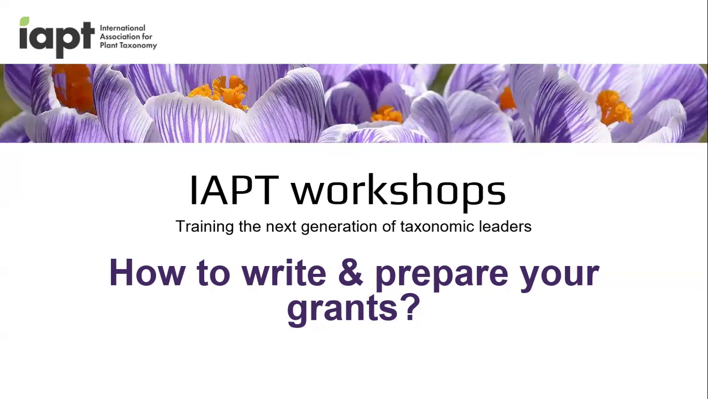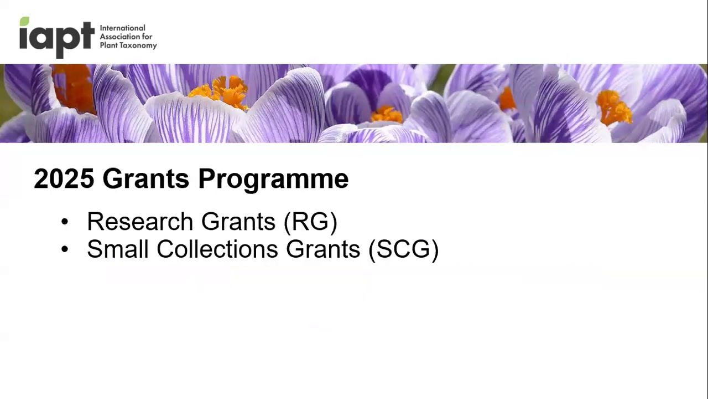So to save time, I would start with the presentation now, and then we can take it from there. So we'll start with the overview of grants that we have open and we manage from IAPT. The first one is the research grant. If you see this acronym RG, we mean research grants in this presentation. And the second one is small collections grants. So that's SCG.